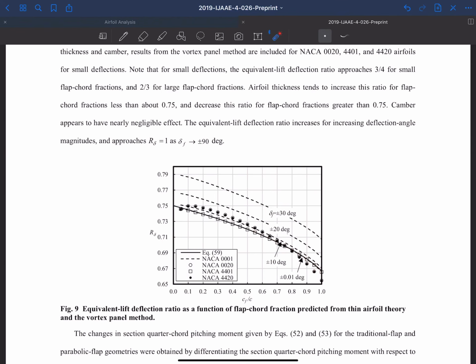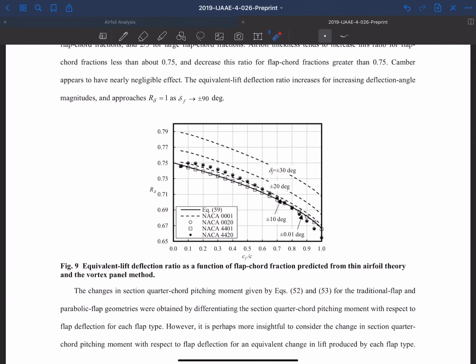So as we increase, if we take the NACA 0001, so a very thin airfoil, but increase the deflection, then we see that, for example, if we set the traditional flap to 30 degrees, then we're ranging more from 80 to 70% here, in order to get the same lift. That'd be the required deflection from the parabolic flap. So this ratio basically increases with increasing flap deflections, but for small deflections, this thin airfoil theory solution is rather accurate.